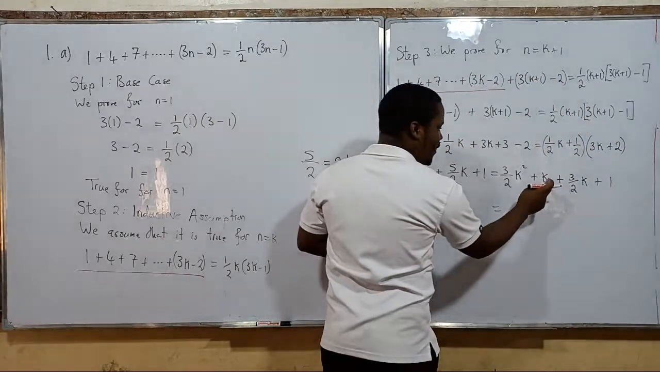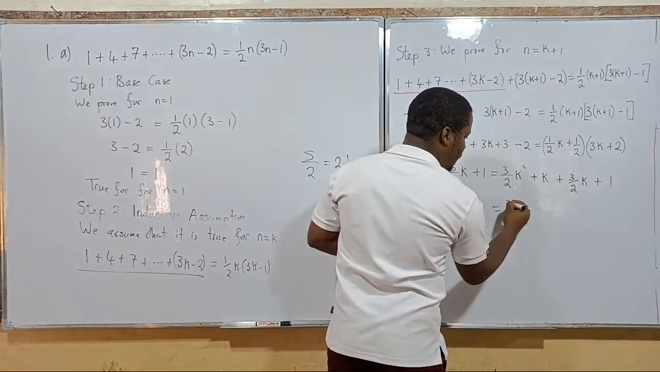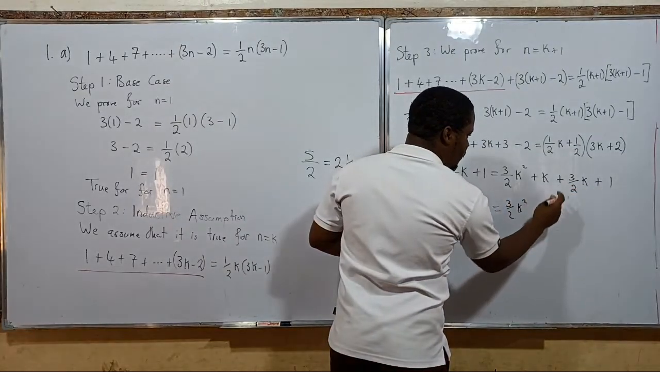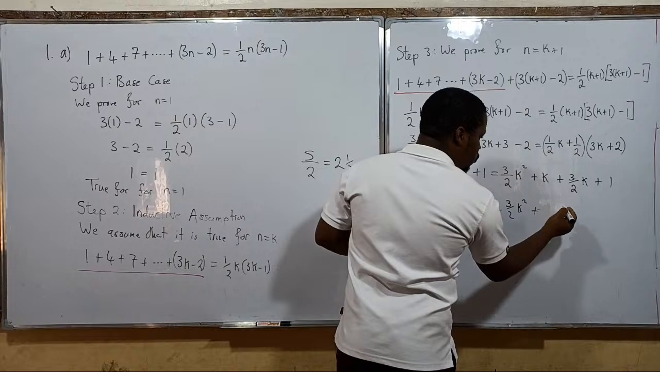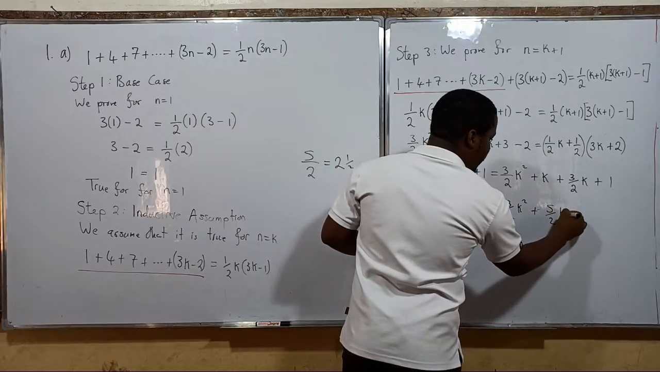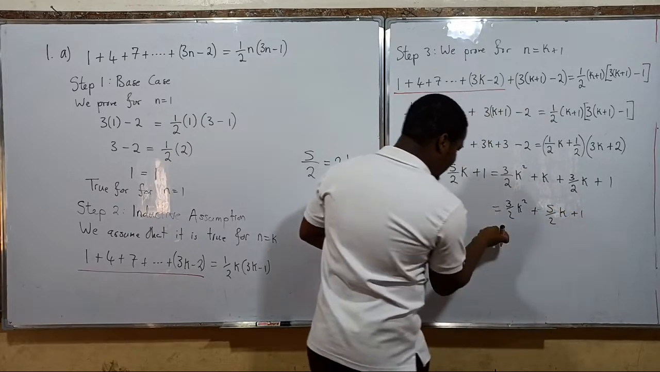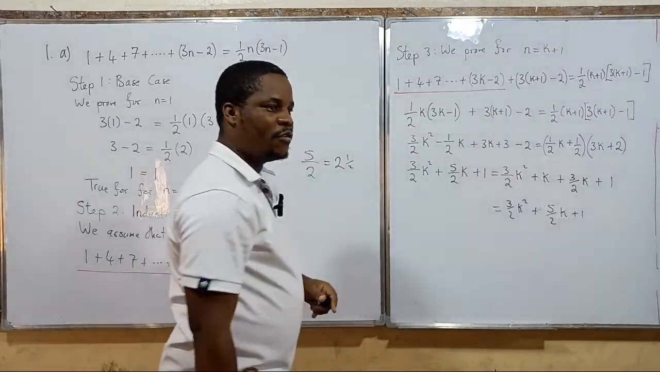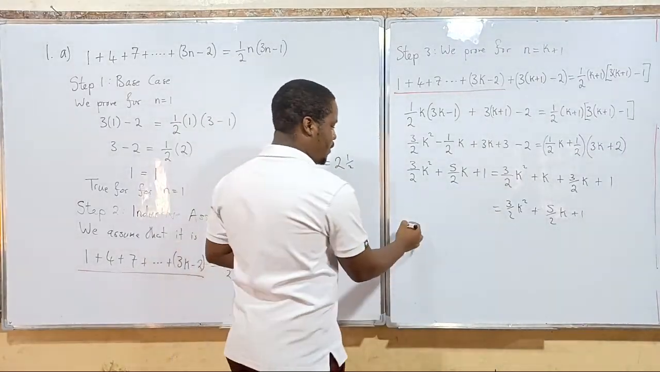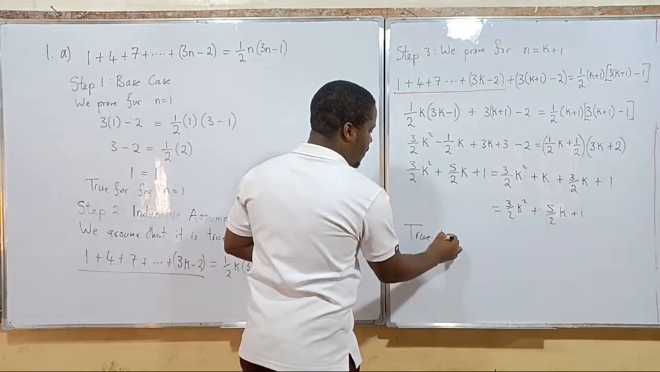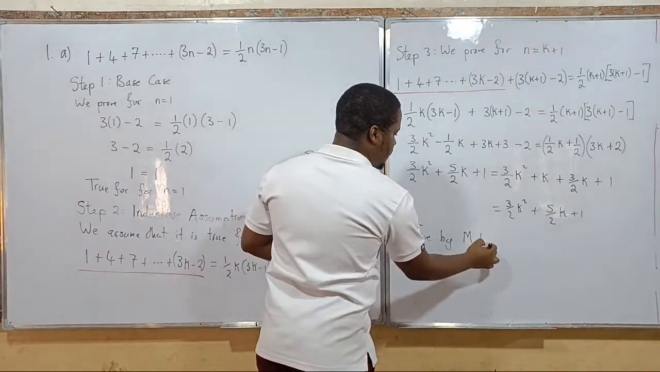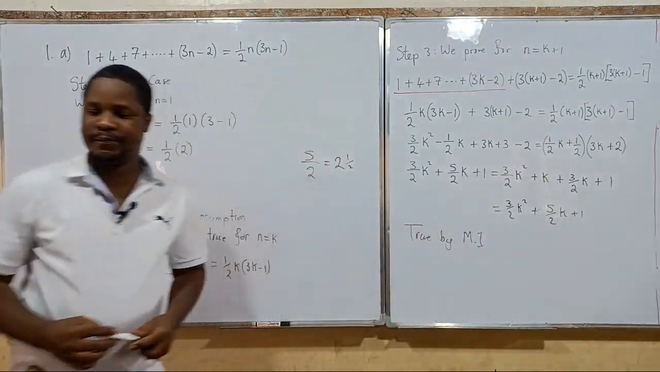So, in short, this 1 plus this guy will have 3 over 2 k squared. This plus this will just get 2.5, which is just 5 over 2, k plus 1. Now you see that this side is the same as this side. So what do we conclude? This is true by induction. So true by mathematical induction.